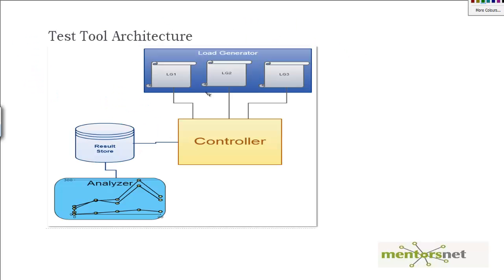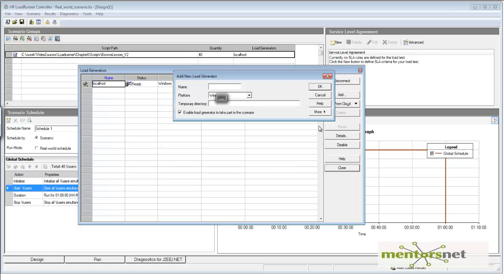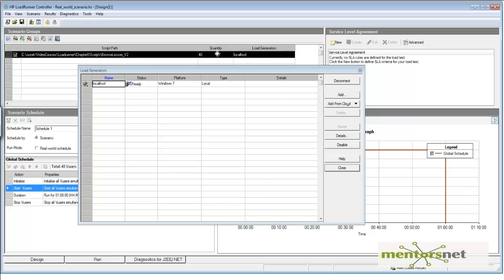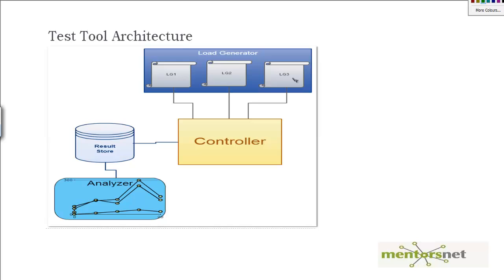In the test tool architecture, you have this controller, which is connected to multiple load generators, and you can have any number of load generators. Instead of running 40 users on localhost, as in my case, if I have multiple load generators, I can distribute the users, say 5 users here, 5 users here, 5 users here, and so on.